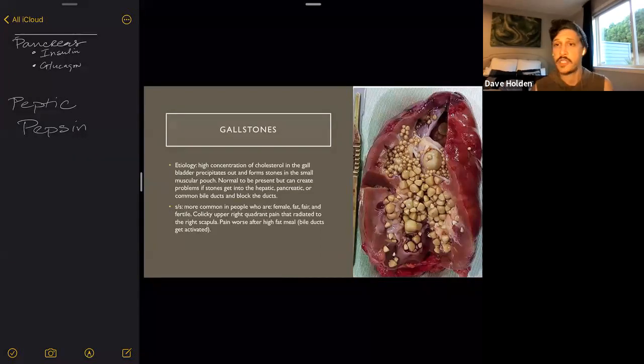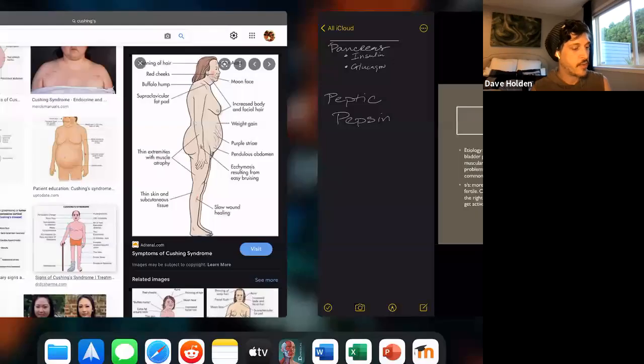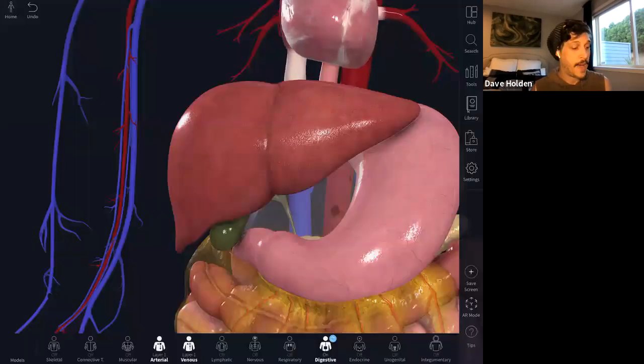You'll never know they're there. They won't cause you any problem. They are no big deal until they get stuck in a duct. And that's when you start to have a problem. Because the main duct in the gallbladder is the common bile duct. And it's responsible for transporting, wait for it, bile.